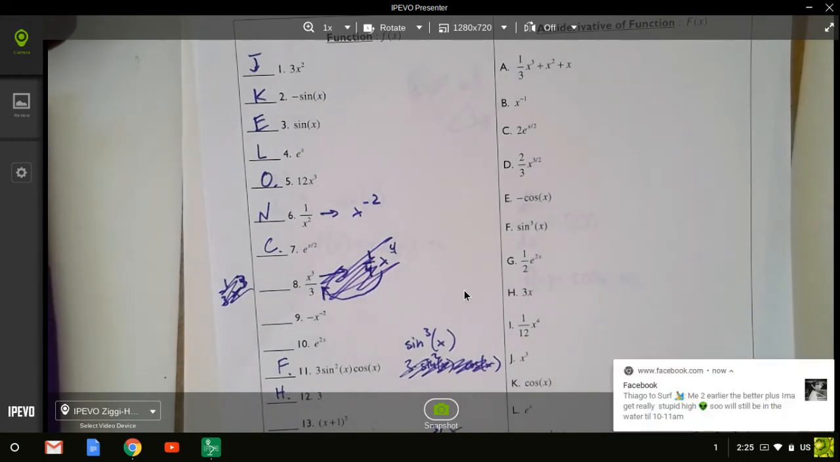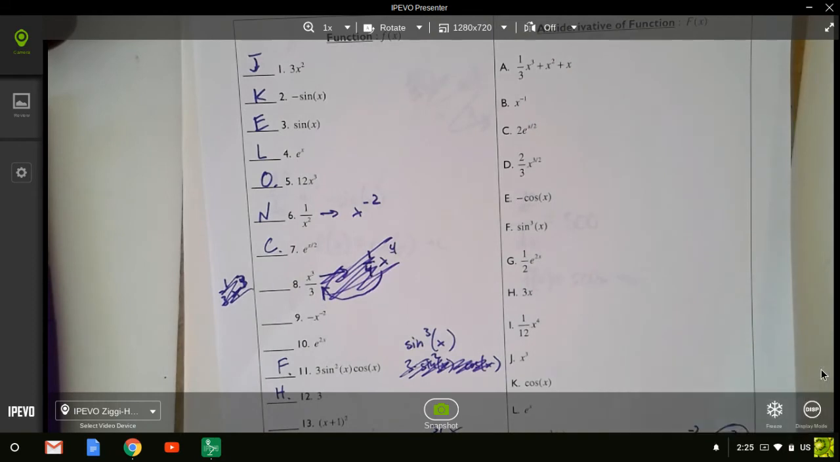The derivative of this. Oh, the derivative. Or no, not sine. Cosine. The derivative of cosine is negative sine. All right, guys. I will actually put up the solutions right now, just for a brief second.